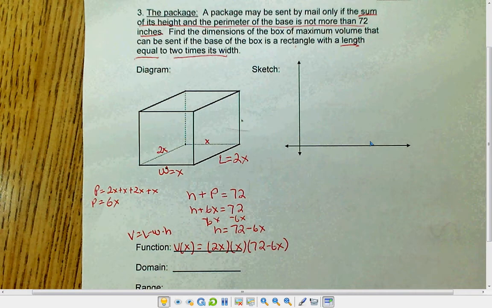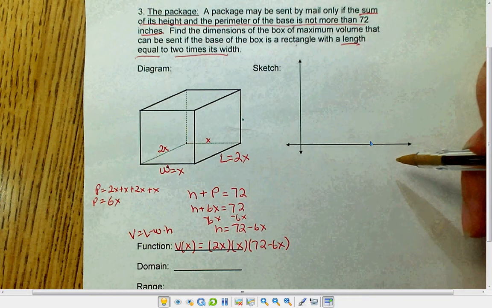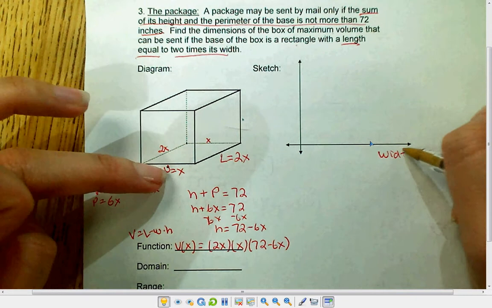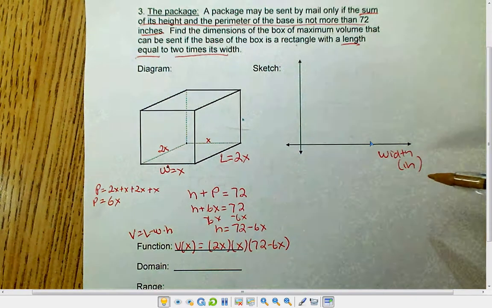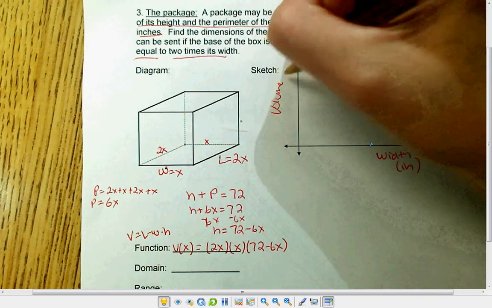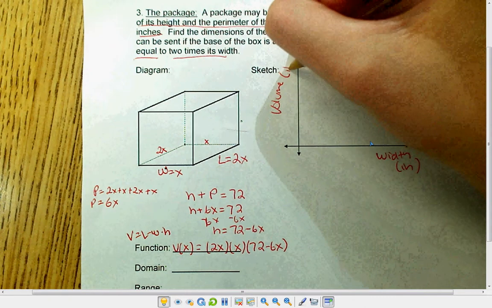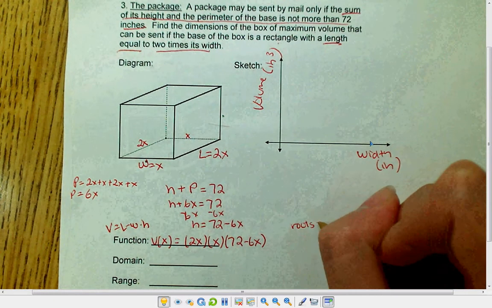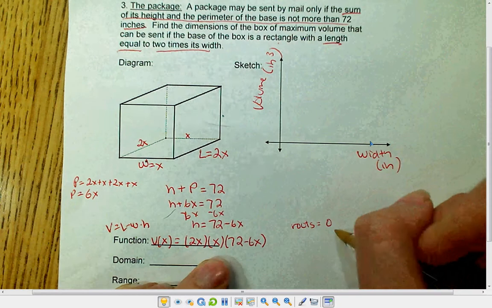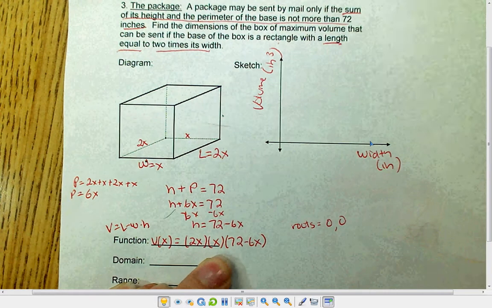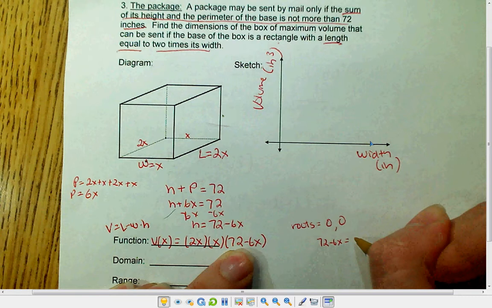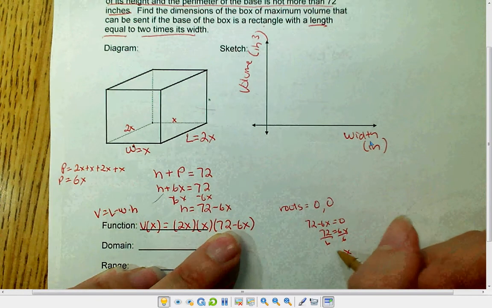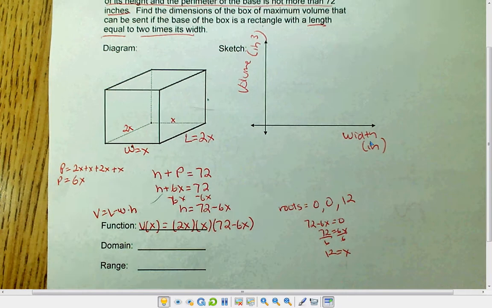So let's start off again by labeling our graph. So in this case, x is not height anymore, x is width. So I'm going to label my axis width here. I'm still looking for volume, which is inches cubed. And again, let me find my roots. So my roots here are, I have 0, 0, and 72 minus 6x. So x is equal to 12. So my roots are 0, 0, and 12.